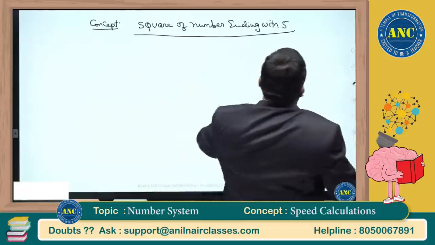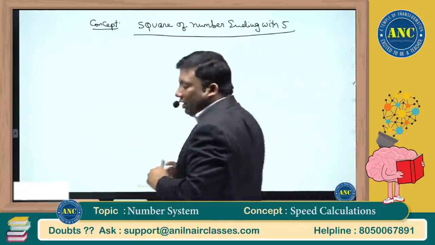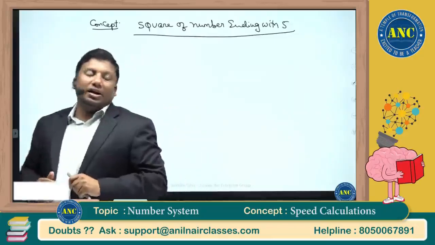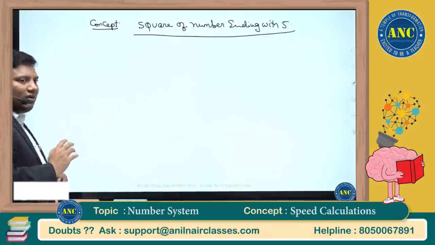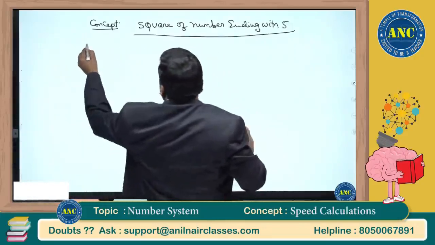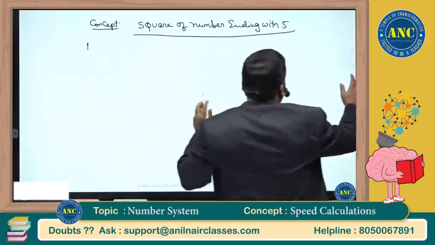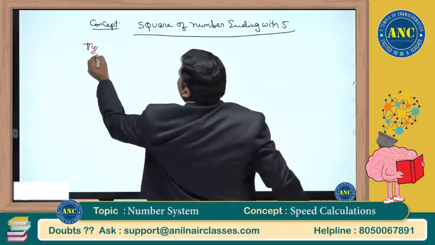Squares of numbers ending with 5. This will tremendously be helpful to find out the last two digits of a number ending with 5. Listen carefully, sir. There are three important types. One by one we will discuss. Type 1.